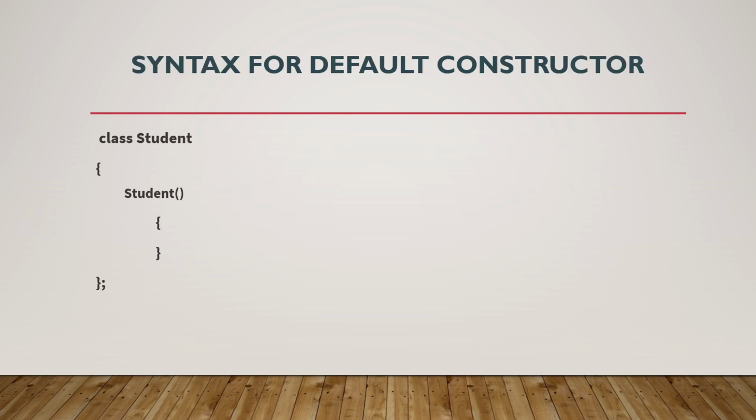This is the syntax representing a default constructor. Here, the class name is student and the constructor name is also student. There are no parameters within the constructor name. Therefore, it is called as a default constructor.